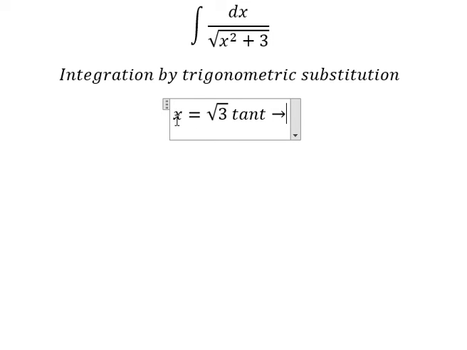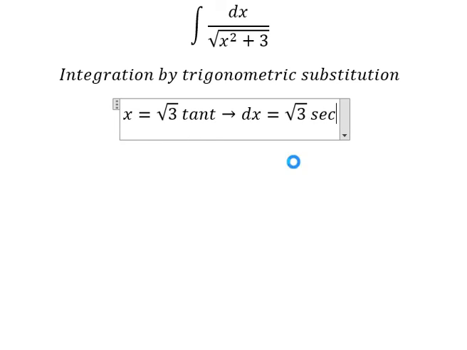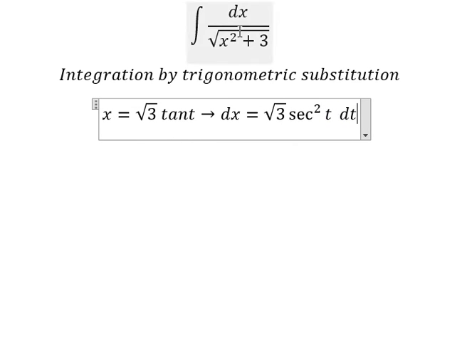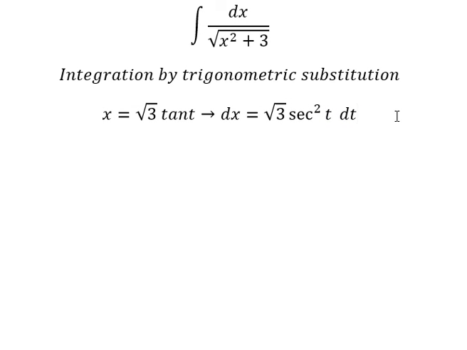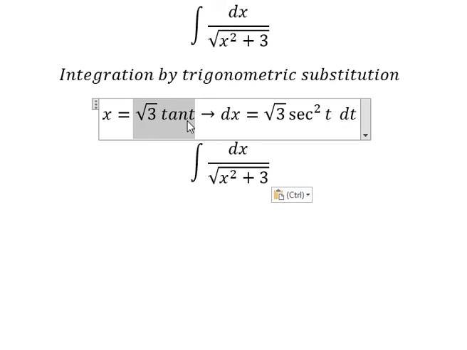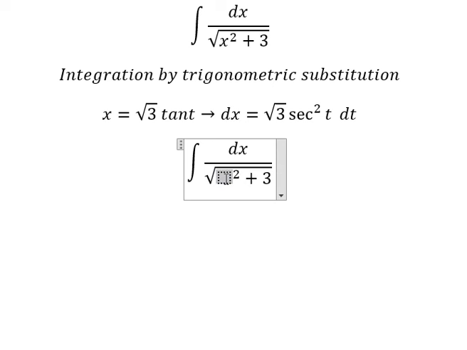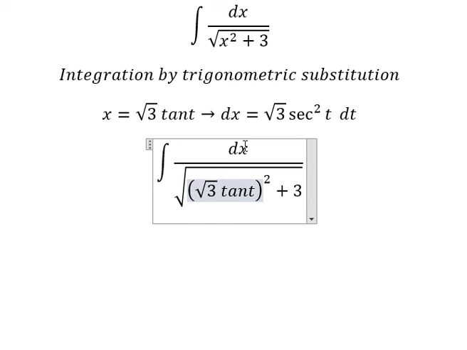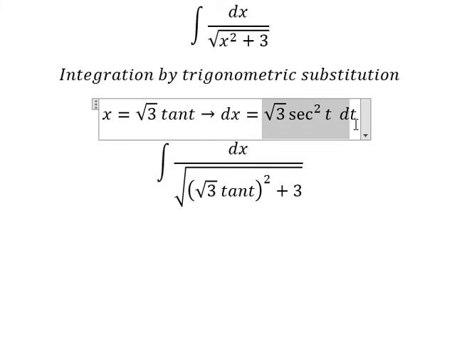So we need to do the first derivative for both sides, and you get ds equals the square root of 3 secant of t squared dt. So I need to put this one here. ds we change by this one.